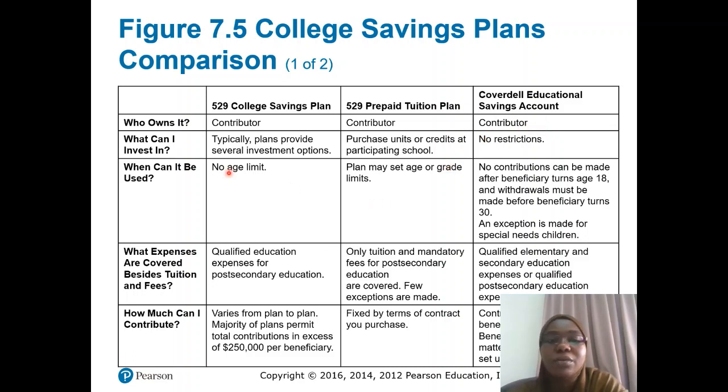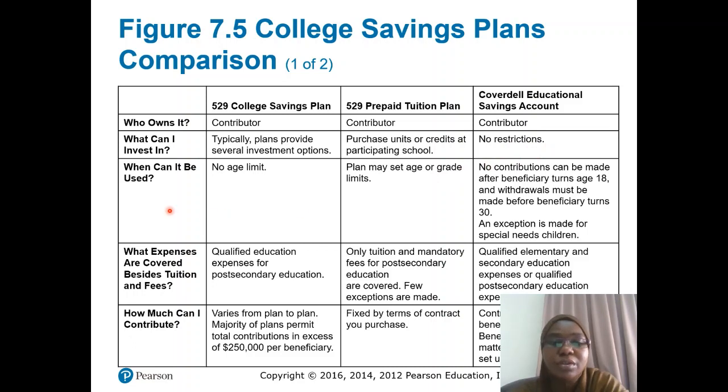So for the owner, the contributor is the owner for all the three plans, whether savings or prepaid tuition or the ESA. So what can you invest in? Typically, the plan provides several investment options for you if it's the 529 college savings plan. You can purchase units or credit at participating schools if it's the prepaid tuition plan. Meanwhile, for the ESA, there are no restrictions.